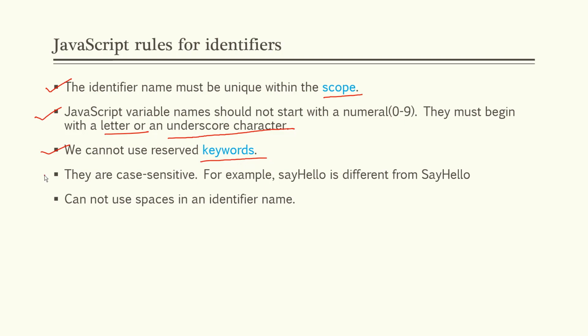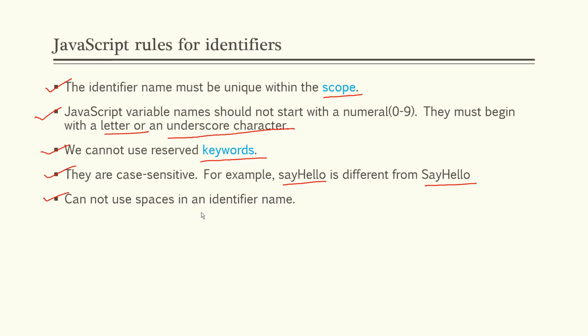And the fourth point being they are case sensitive. So if you are defining, say, hello as a variable, and if you are having hello with Pascal case and hello with camel case, then both are different. Even though from a terminological standpoint they sound like a similar variable, they are actually different variables because of the casing. So JavaScript is case sensitive. And last but not the least, we cannot use spaces in an identifier name. So it should be a single word without any kind of space.